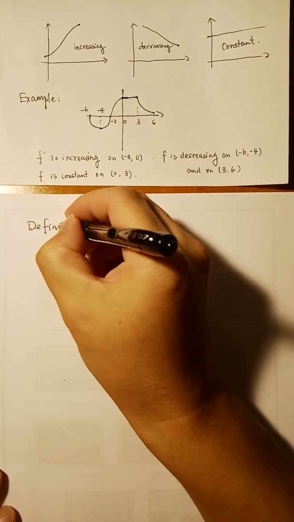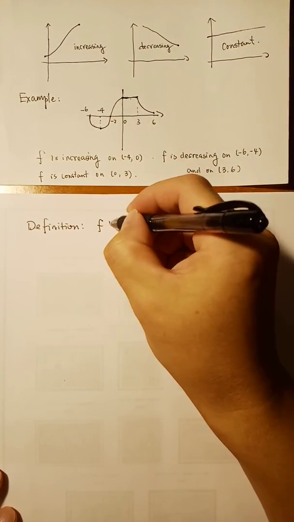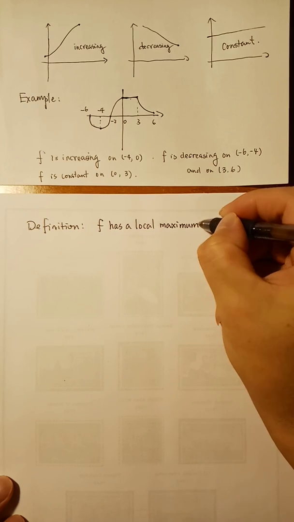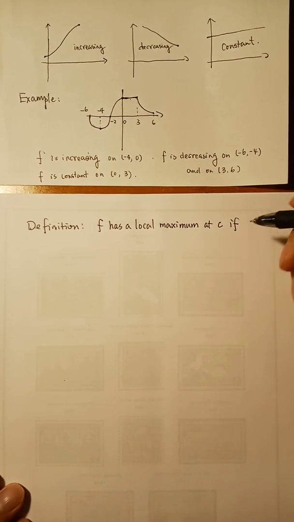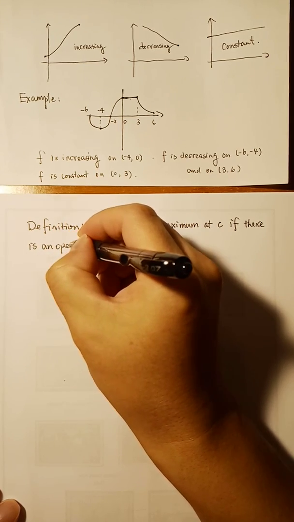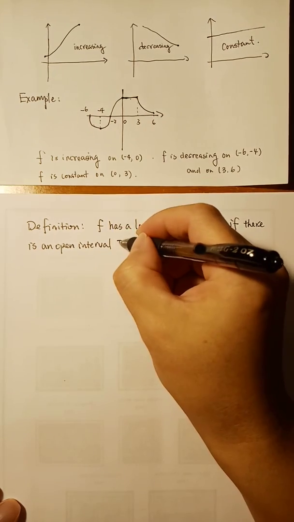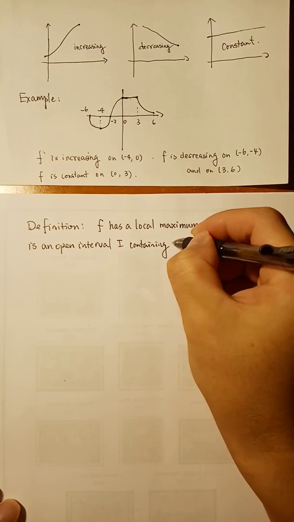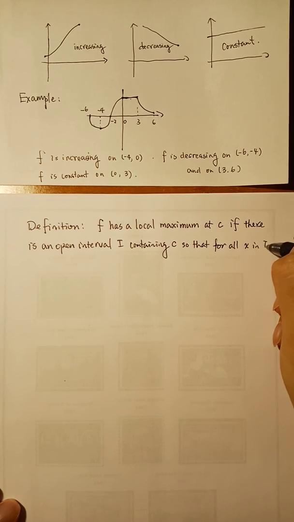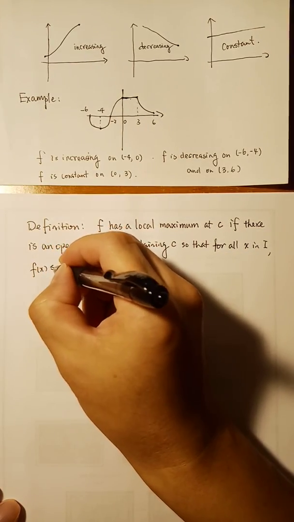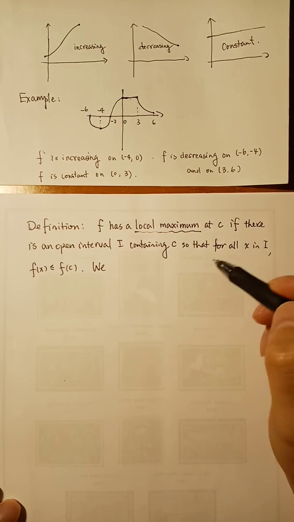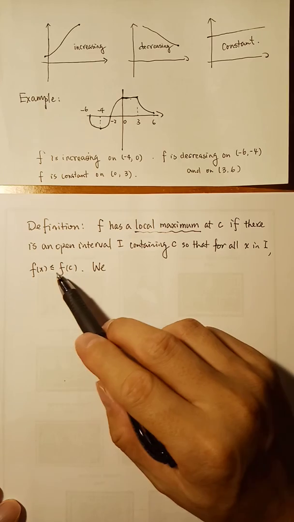Definition. f has a local maximum at point c if there is an open interval I containing c so that for all x in I, in that open interval, f(x) is less than or equal to f(c). Okay, so local maximum at c means in the small neighborhood, f(c) is a maximum value.